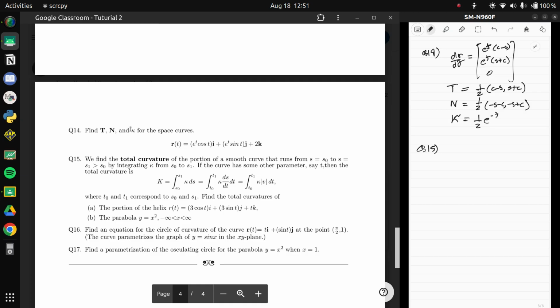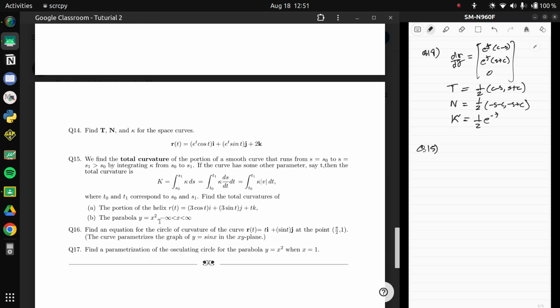Find the total curvature of the portion of a smooth curve that runs from s equal to s0 to s equal to s1 by integrating kappa from... that's weird. The curve has some other parameter, say t, then the total curvature is this thing. What do you mean other parameter? So for example, you're given r of t, which is just a parameterized thing. Sure. Given a parabola, you can probably parameterize, that's not a big deal.